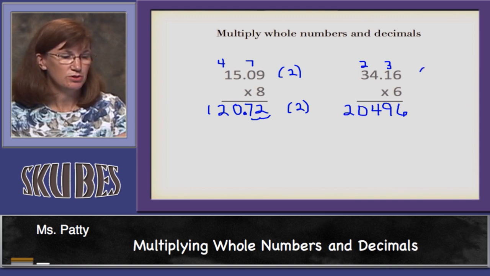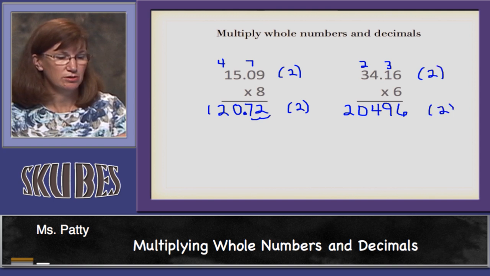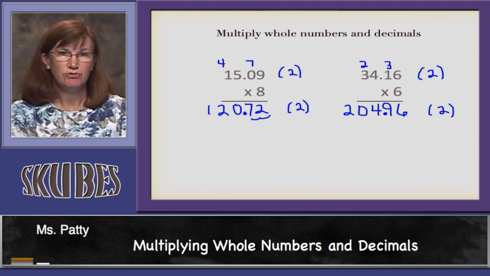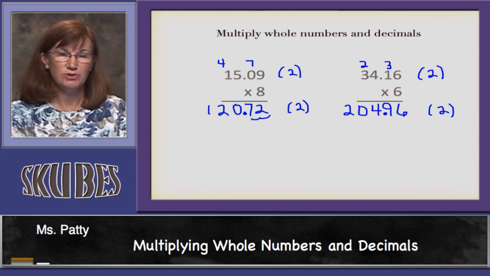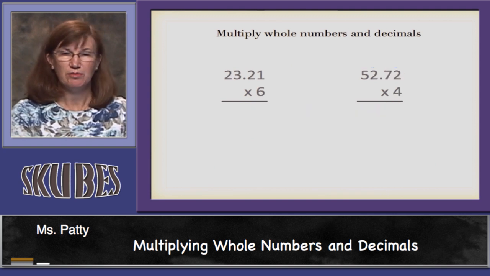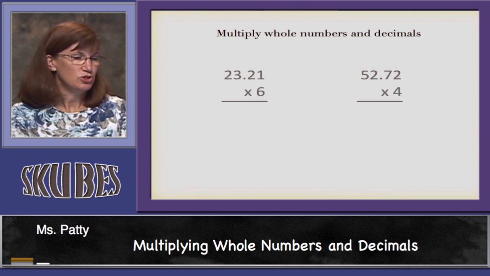Now let's count our decimals. We had 2, which means we must have 2 here. Count over 2 places, place your decimal. 204 and 96 hundredths is our answer. Let's do a couple of more problems just to practice.